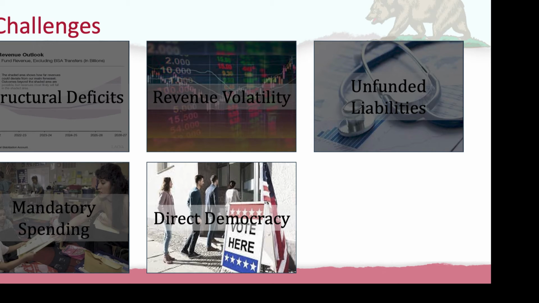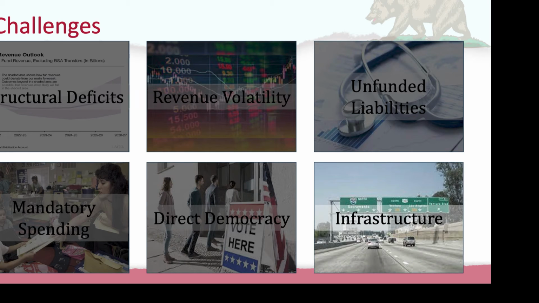Many of these spending requirements, such as minimum guarantees for K-12 education and healthcare spending, have been enshrined by voters into the state constitution, meaning the legislature cannot alter spending levels outside of a few narrowly defined situations. At the same time, California has substantial infrastructure needs, including transportation, water, and housing. Addressing these needs requires significant investment, which can strain state budgets.